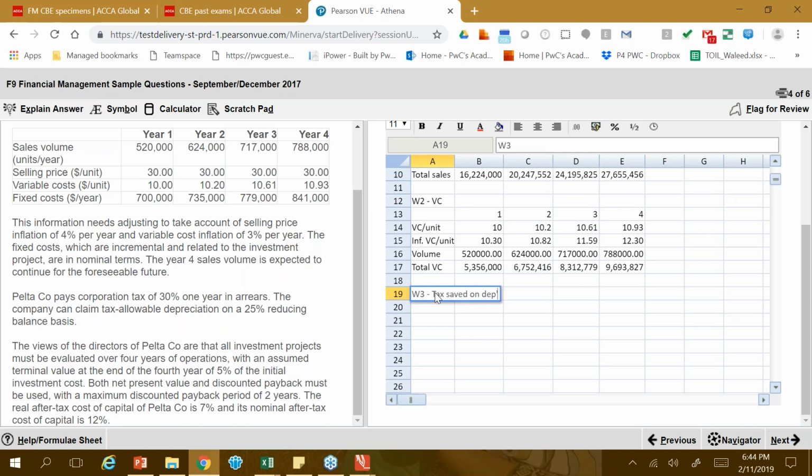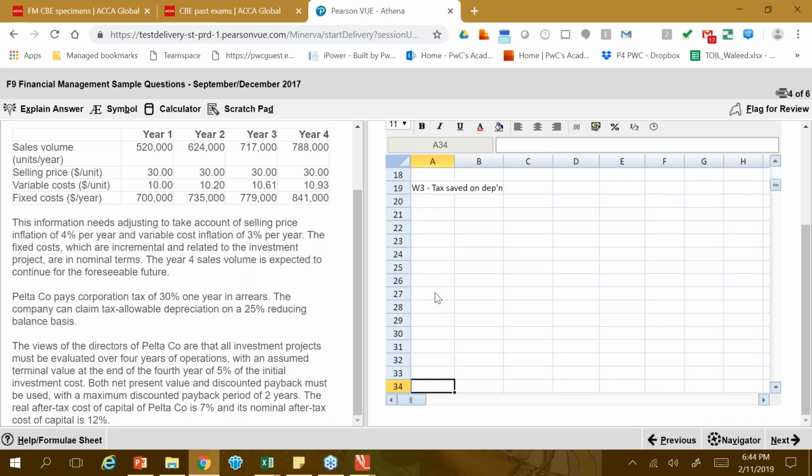Tax saved on depreciation. Let's just recap that approach again. Let's read the information about depreciation. It says that tax is 30% in arrears, and the depreciation is 25% reducing balance. Now, if it's in arrears and it's a 4 years project, then that means the timing of the tax is 2, 3, 4, 5. I'll do the same thing. I'll take the investment first. So we can just mention here what is our investment. The investment in this project is given here.